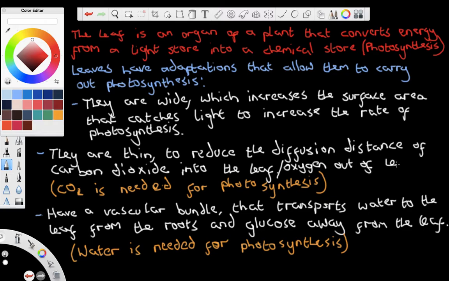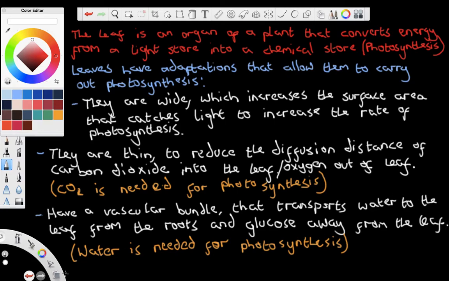So oxygen is made in the process of photosynthesis and that has to diffuse out of the leaf. They have a vascular bundle that transports water to the leaf from the roots and glucose away from the leaf. Okay? Water is needed for photosynthesis to take place.